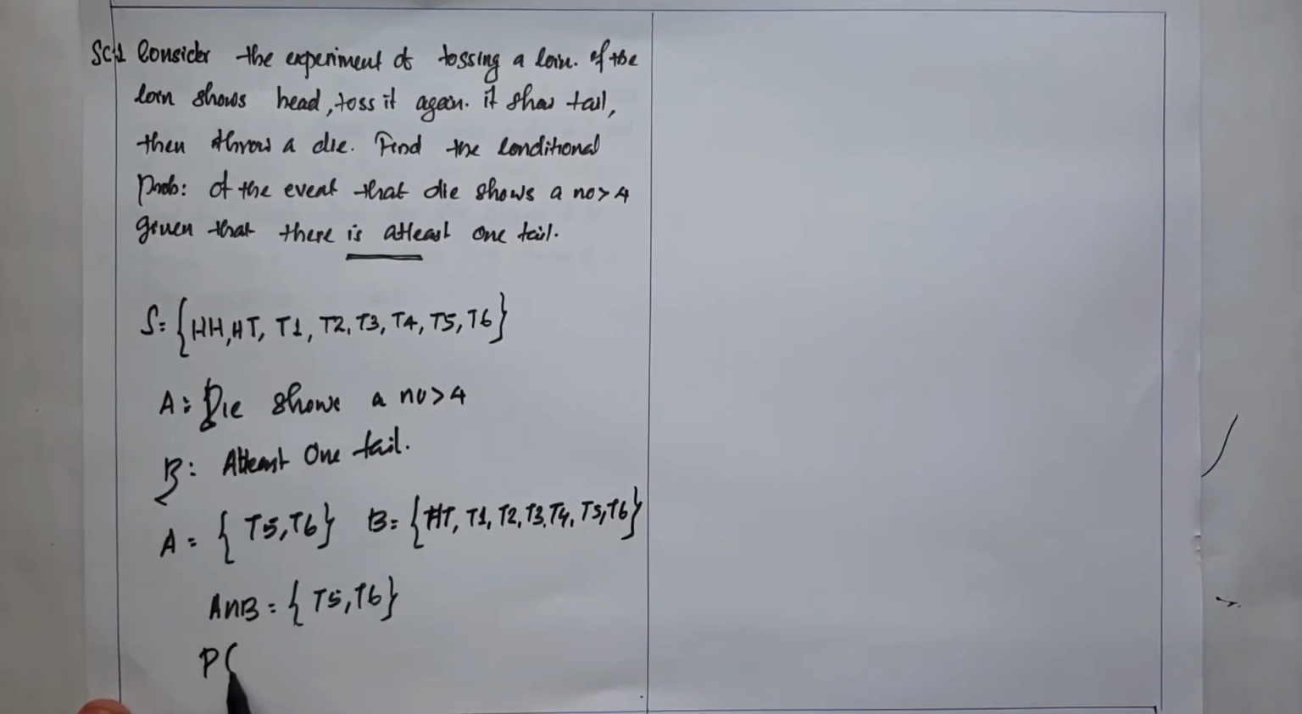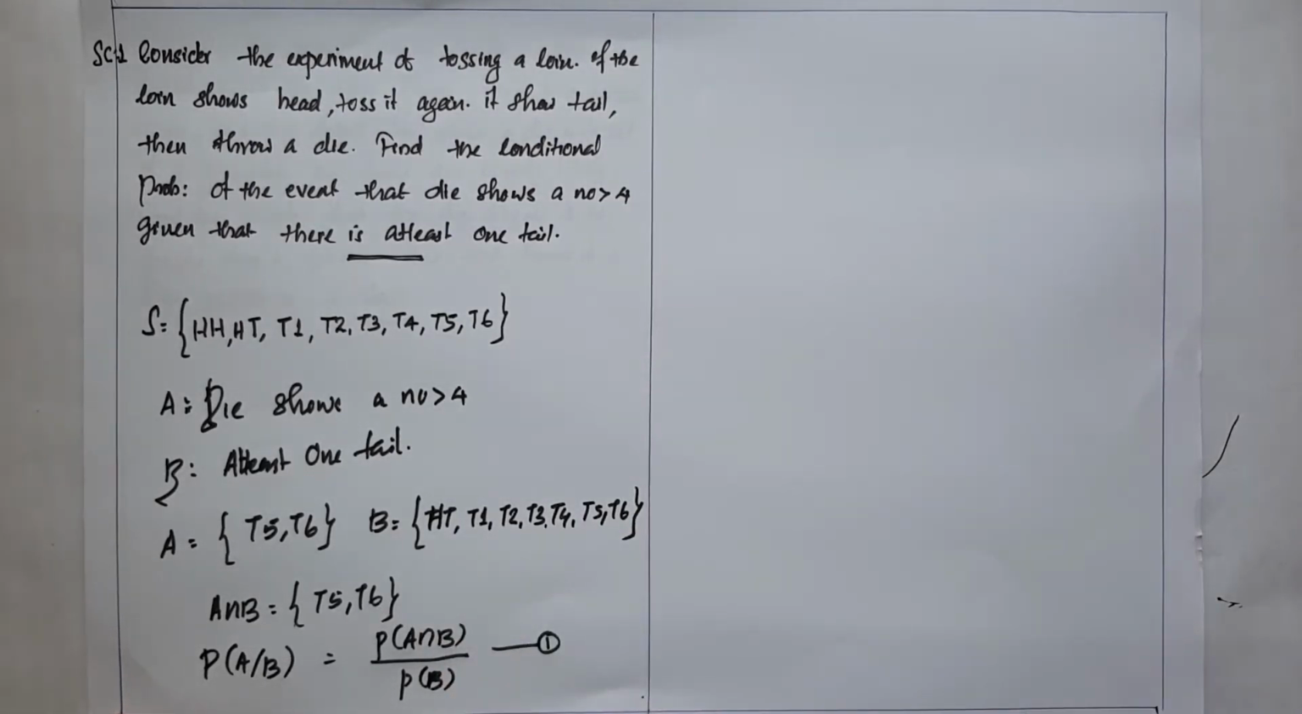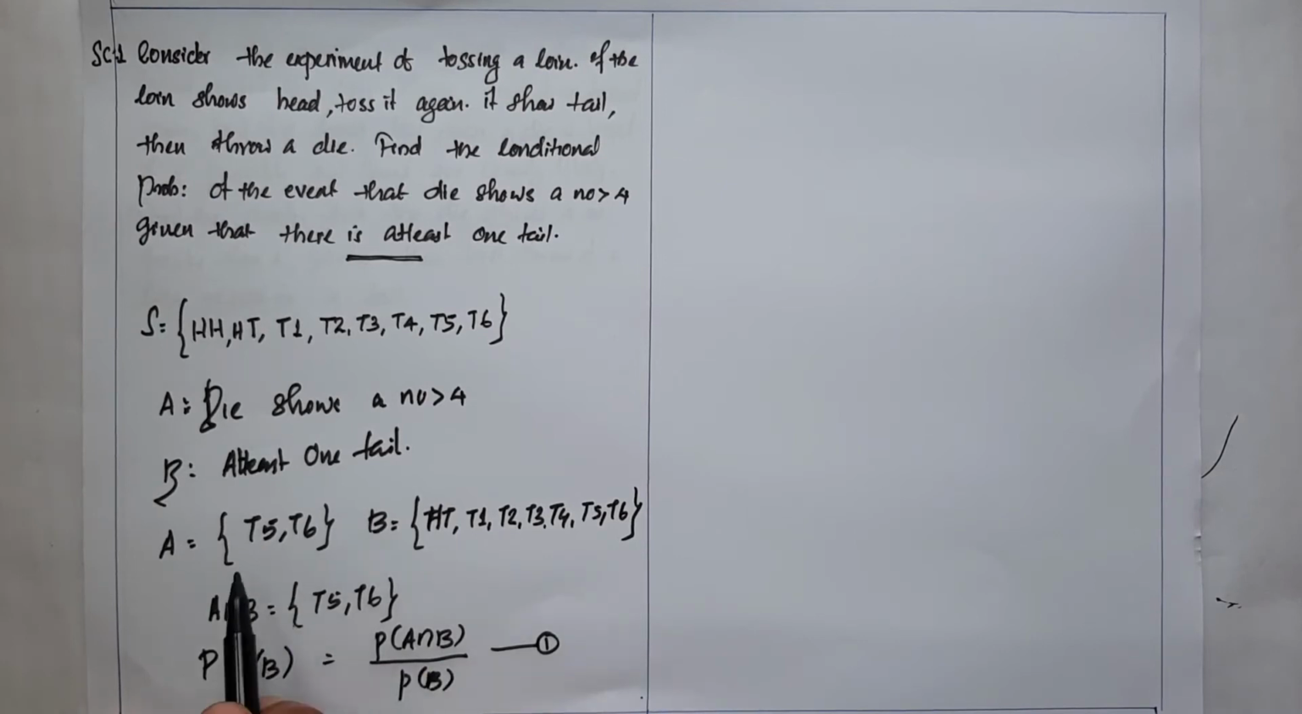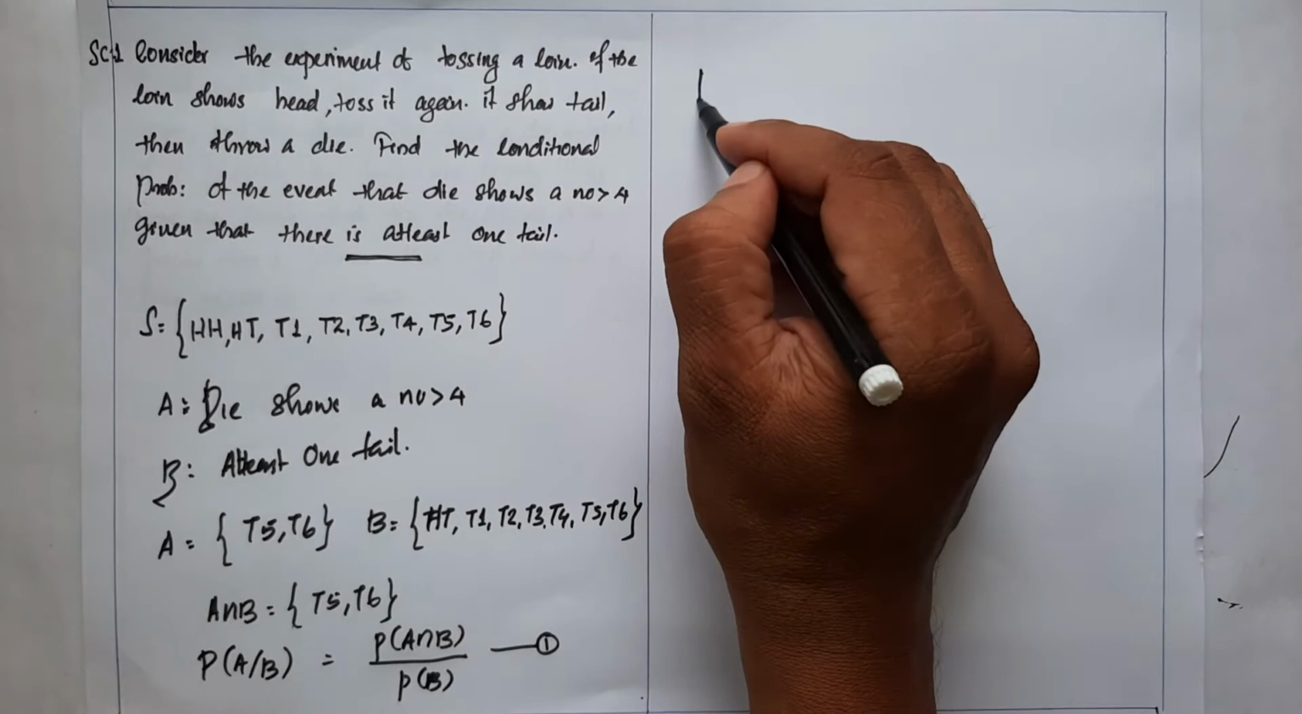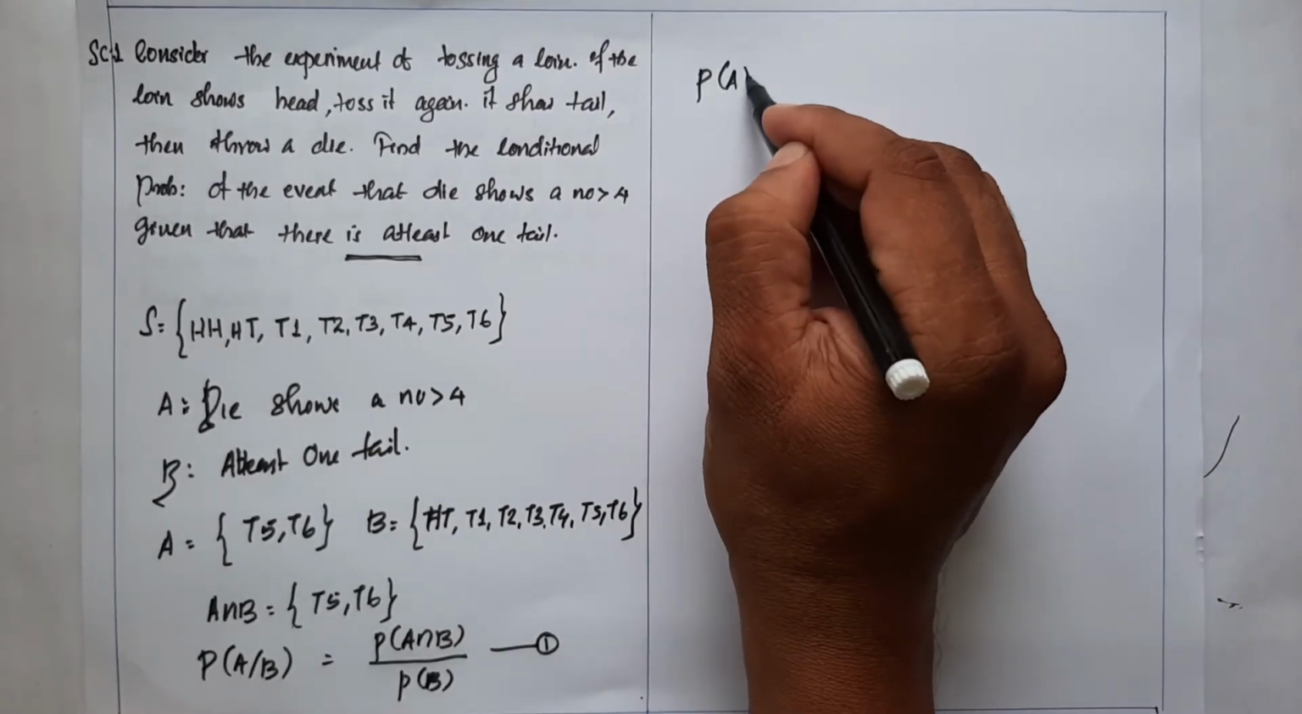Now we use the conditional probability formula: P of A given B is equal to P of A intersection B divided by P of B. That's it. Now we find the probability of these events. Actually, in these cases, we find the probability of each element. First of all, we find the probability of A.